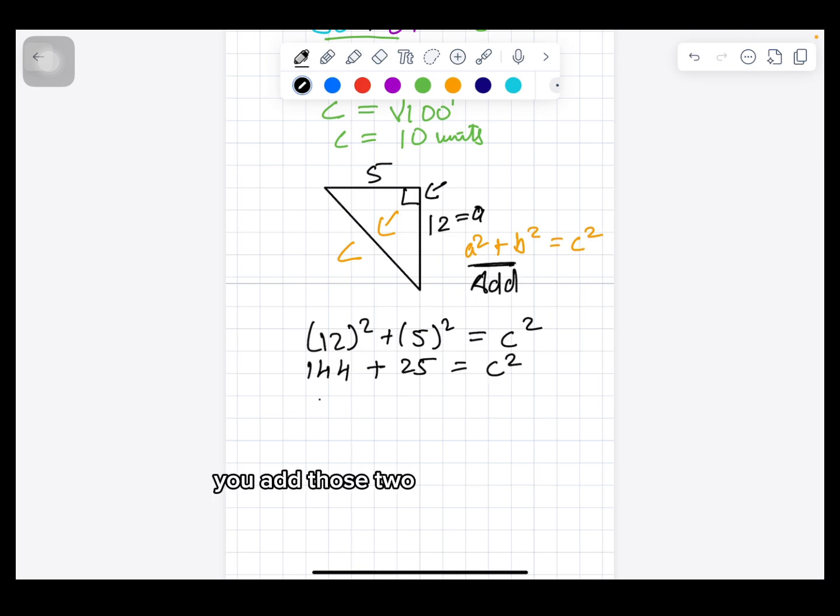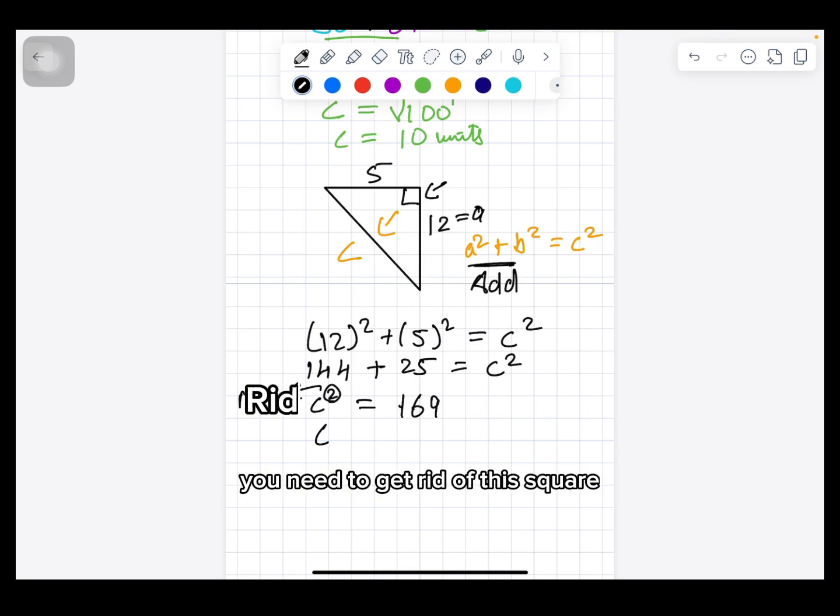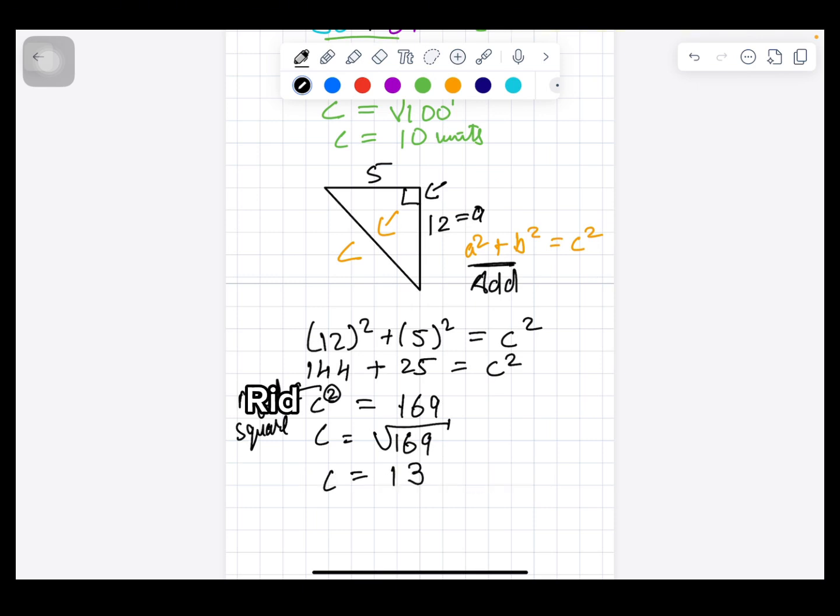You add those two up, c squared equals 169. You take the square root because you need to get rid of this square. The square root of 169 equals 13. That's your answer.